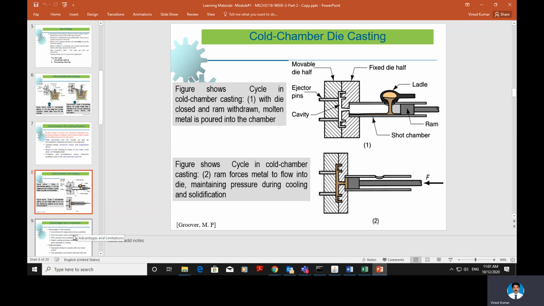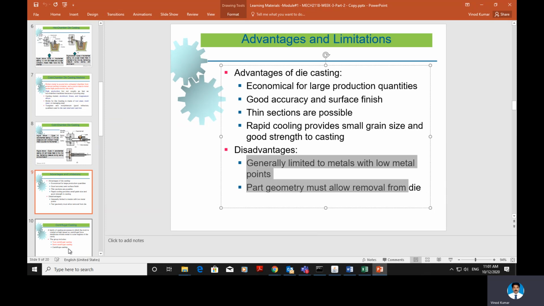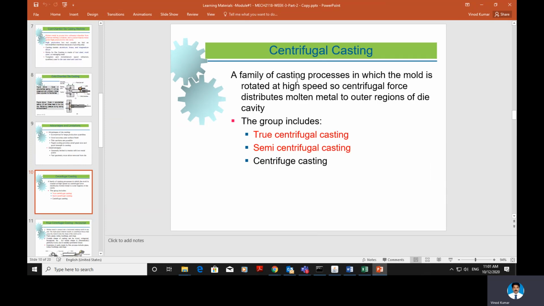Advantages of the cold chamber die casting process are that it is economical for large production, has good accuracy and finishing, and thin sections are possible. Rapid cooling yields a small grain size and hence good strength. Disadvantages are that it is generally limited to low melting point alloys or metals, and part geometry must allow removal from the die. These are the disadvantages.